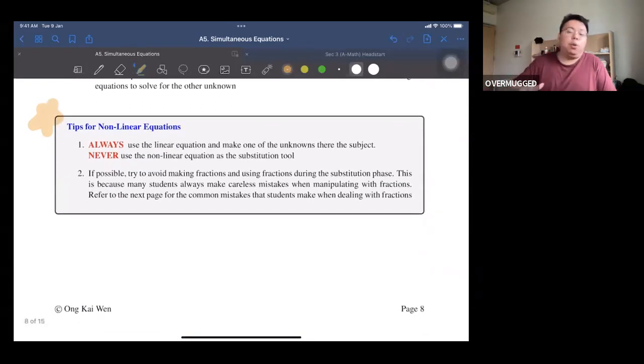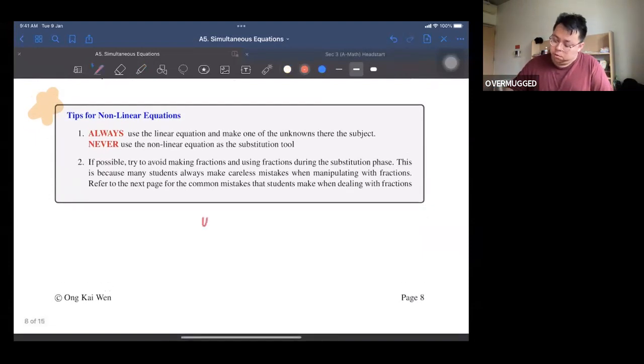And number two, this is just a personal tip from me. Personally, I hate fractions to the core, especially when you're doing simultaneous equations. Because fractions will cause mistakes, and the next 2 pages will show you 4 of the most common mistakes when dealing with fractions. So I always try to avoid fractions whenever possible, and let me give you an example of when I can avoid.